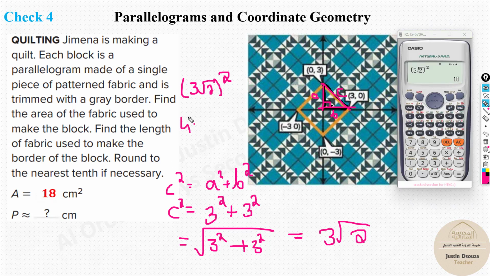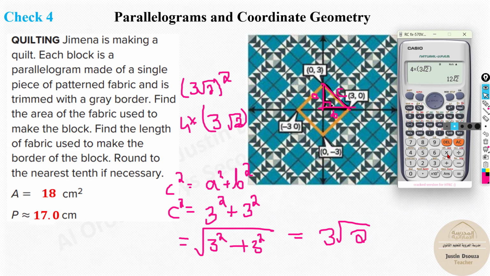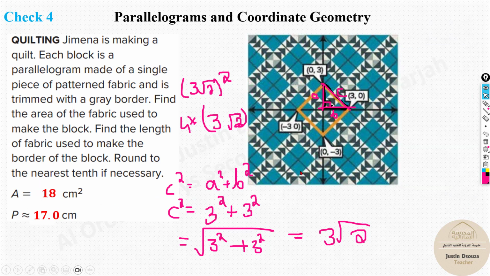And then what about the perimeter? Perimeter is 4 times the side. Side is 3 root 2. You should just multiply it with 4. Now you will get 4 multiplied by 3 root 2. Let's take the square root. It's 12 root 2. So that's the answer. Over here it's written as 17. Yes, it's almost 17. That's the reason: 16.97, it's 17. So the perimeter is 17 centimeters. So this is how we can solve this easily.